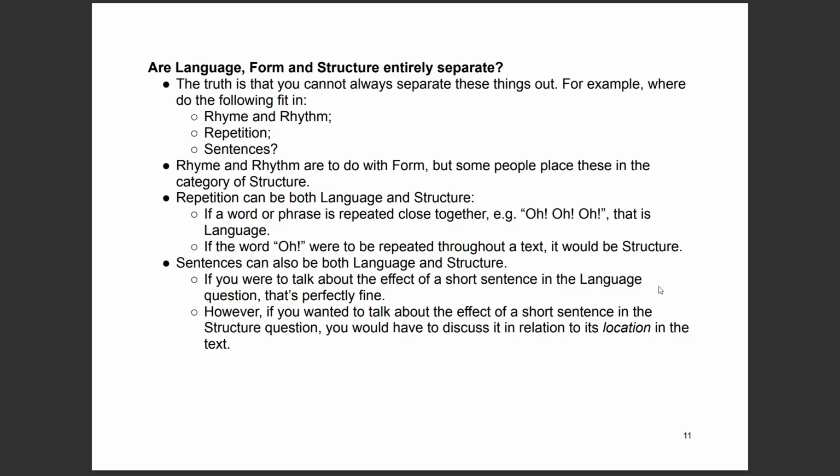So if you were to talk about the effect of a short sentence in the language question, that's perfectly fine, right? You can just carry on and do that. But if you wanted to talk about the effect of a short sentence in the structure question, you would have to discuss it in relation to its location in the text. Okay, so for example, why does the writer begin the text with a short sentence, or why does he or she end it with a short sentence, or why is there this one single short sentence in the middle of the extract? Okay.